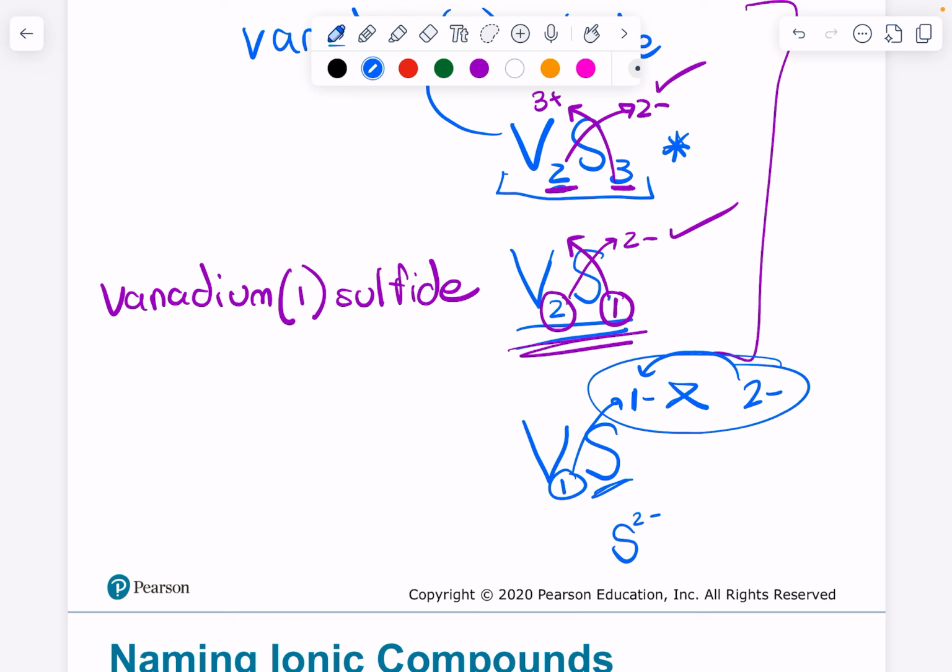So like write out 1 sulfur and know that that's a 2 minus because you can look it up on the table. And then write the 1 vanadium and ask yourself, what does the charge on that vanadium have to be if there's only 1 of them in order to balance it out to 0? And it must be a 2+, right? If there's 1 of each and we know that the sulfur is -2, then the vanadium has to be +2. So for this compound, this would be vanadium 2 sulfide.